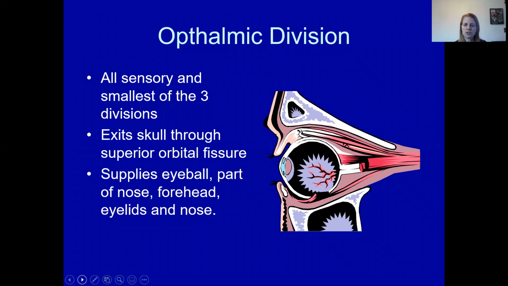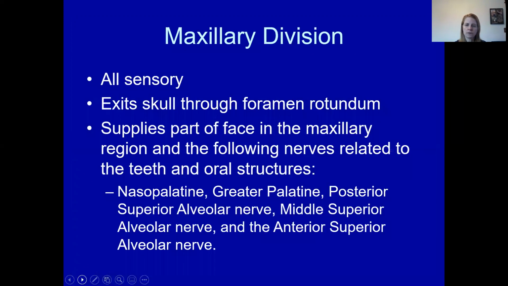The ophthalmic division is the smallest of the three divisions. It's all sensory, exits through the superior orbital fissure, and supplies the eyeball, part of the nose, the forehead, eyelids, and the side of the nose. Our maxillary division, our V2 division, goes through the foramen rotundum. It supplies part of the face in the maxillary area.